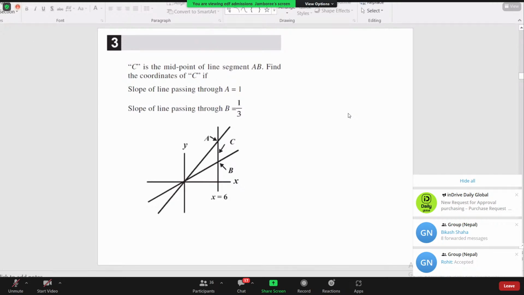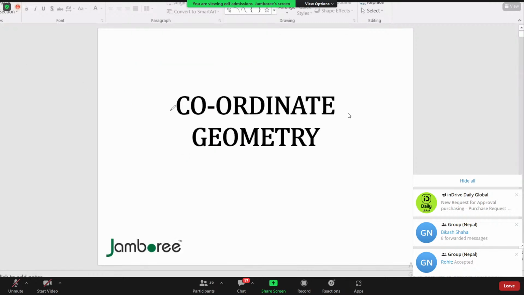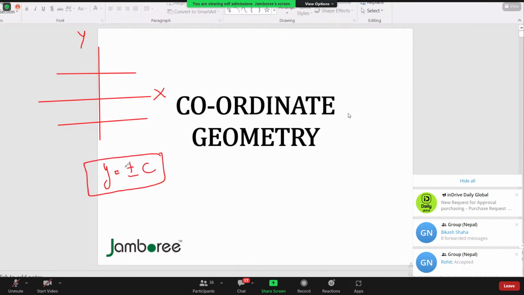Just a second. One thing I wanted to discuss, I missed. Before this question, I'll explain one fact: if there is a line which is parallel to the x-axis, what should be the equation of that line? It should look somewhat this way. Generalizing, if this is the x-axis and this is the y-axis, then the line parallel to the x-axis will be of the form y equals plus or minus c, wherein c is the y-intercept. It will be y equals plus c if it is above the x-axis, and y equals minus c if it is below the x-axis.